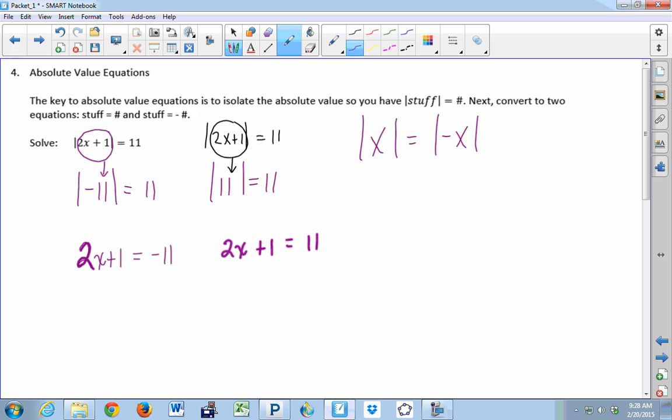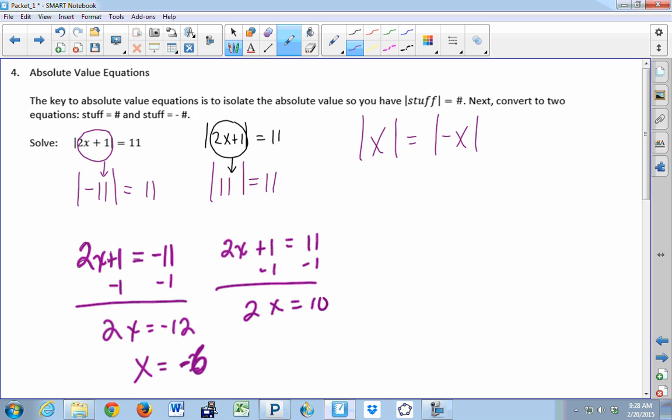So I took the stuff, which is really an expression. I took the stuff inside the absolute value symbol and I just created two equations. The stuff inside is either a positive 11 or a negative 11. And then you have two baby linear equations to solve. You get 2x equals negative 12, x equals negative 6 as one of your possible solutions. And then you have 2x equals 10, x equals 5.